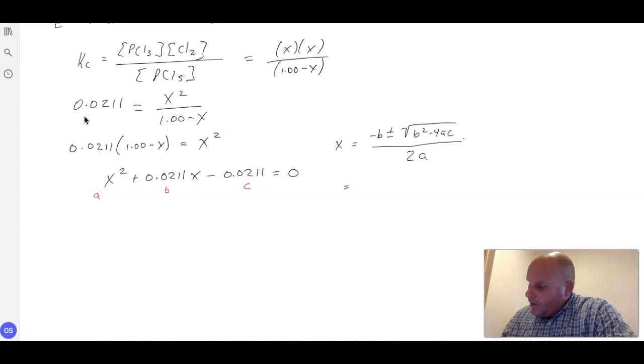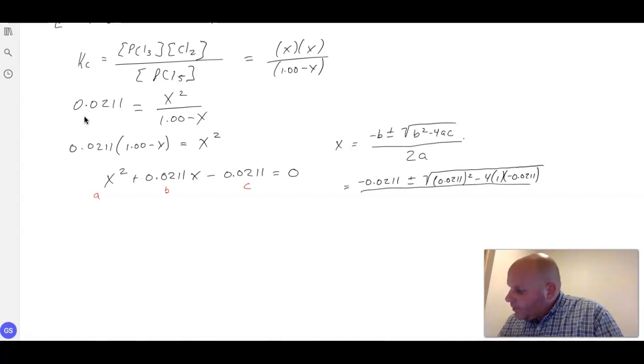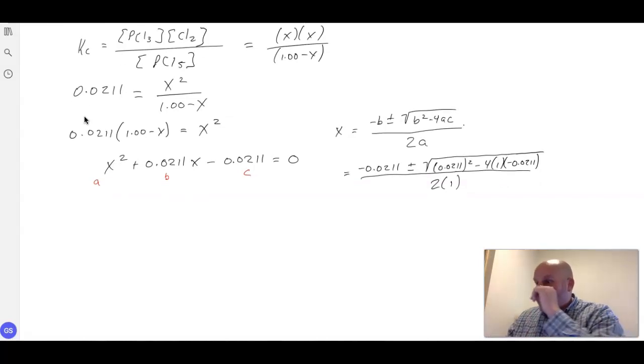Okay, x is going to equal negative b, negative 0.0211, plus or minus the square root of 0.0211 squared minus 4 times a. Oops, actually put the number in, we'll need a, times c. And this would all be over 2a, which is 2 times 1. All right, as I work through that, I'm going to get 2 answers as I solve this, right?